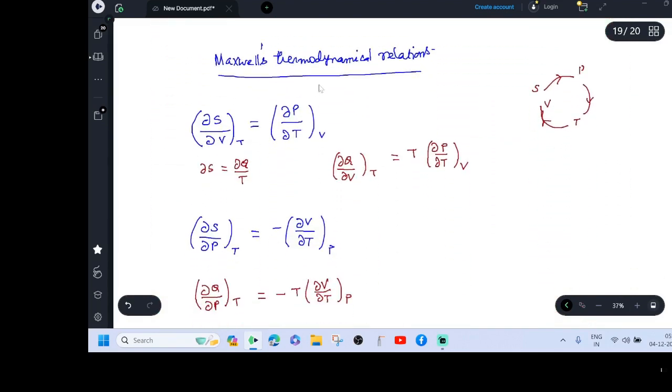Then the Maxwell's thermodynamic relations. This is the first relation, ∂S/∂V at constant T equals ∂P/∂T at constant V. See, here we are following a technique to get these equations.